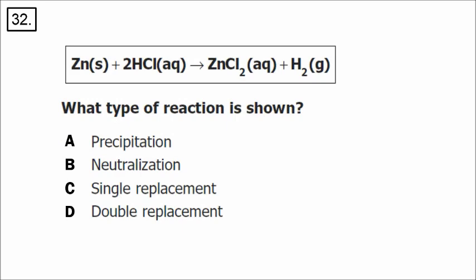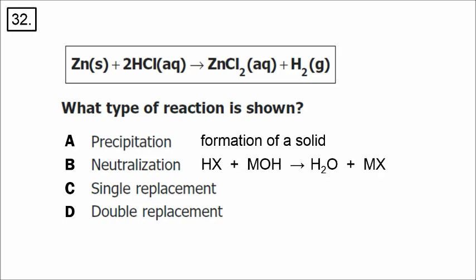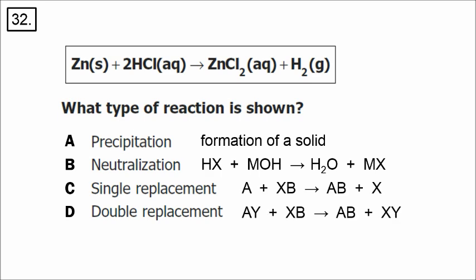Number 32, what type of reaction is this? Well, if it's a precipitation, that is the formation of a solid. So there is no solid on the right side of the equation. Neutralization is an acid and a base. We do have an acid, we have HCl, but there's no base and there's no water as a product. We have single replacement and double replacement. So the correct answer is single replacement because we have an element plus a compound producing a new element and a new compound.